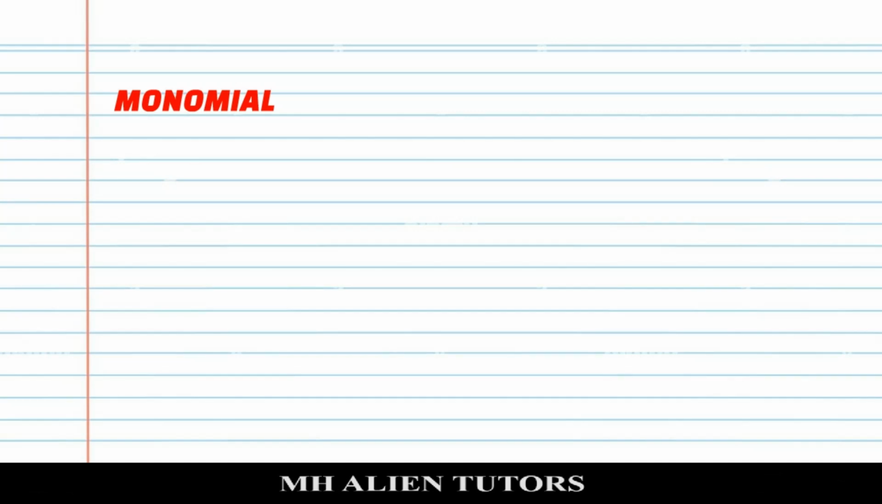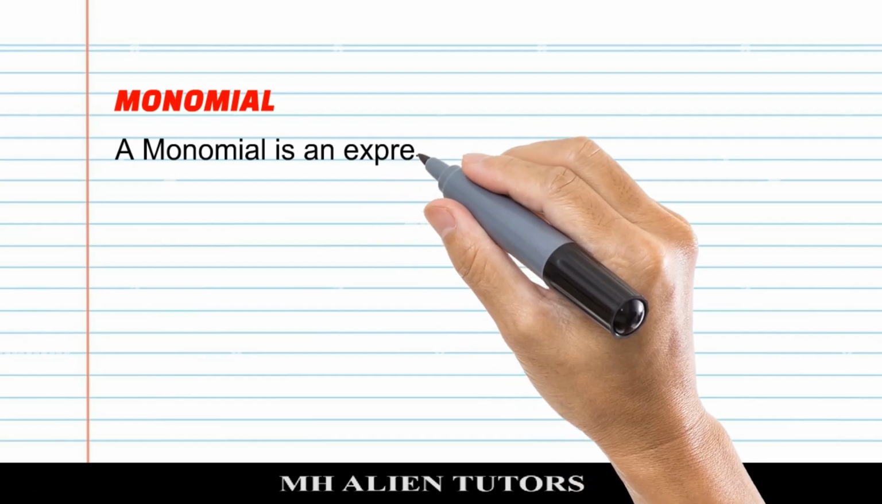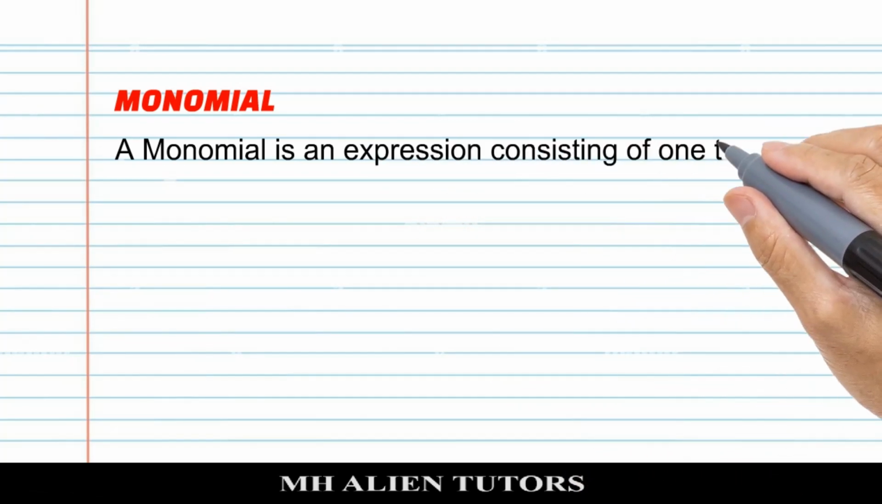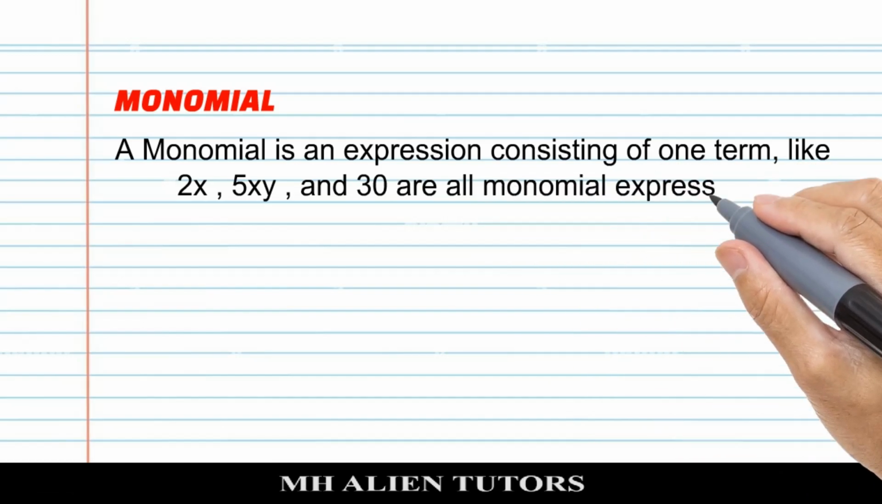Let's start with monomials. A monomial is a single-term expression, like 5x or 3y. It's like having one piece of the math puzzle. Or a monomial is an expression consisting of one term, like 2x, 5xy, and 30 are all monomial expressions.